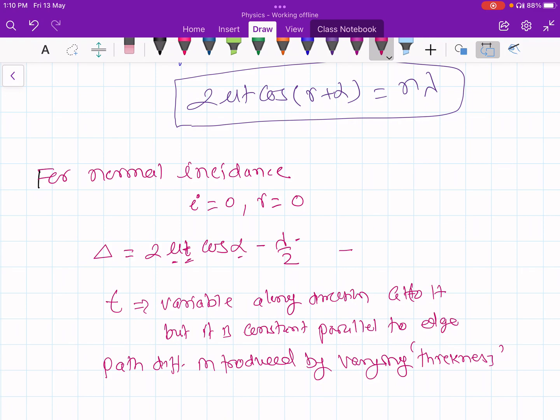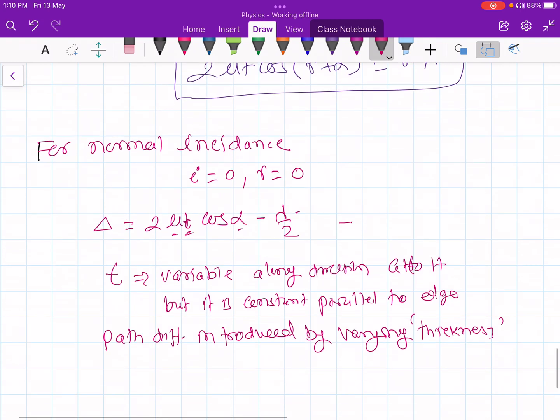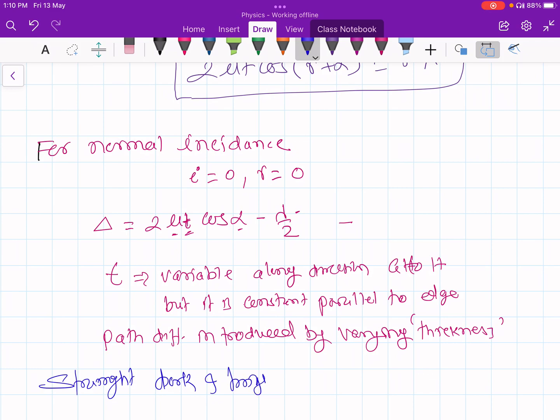And that's why you get the straight dark and bright fringes. Because of this, you get straight dark and bright fringes obtained parallel to the edge, because parallel to the edge, thickness remains constant. Let's see the diagram.